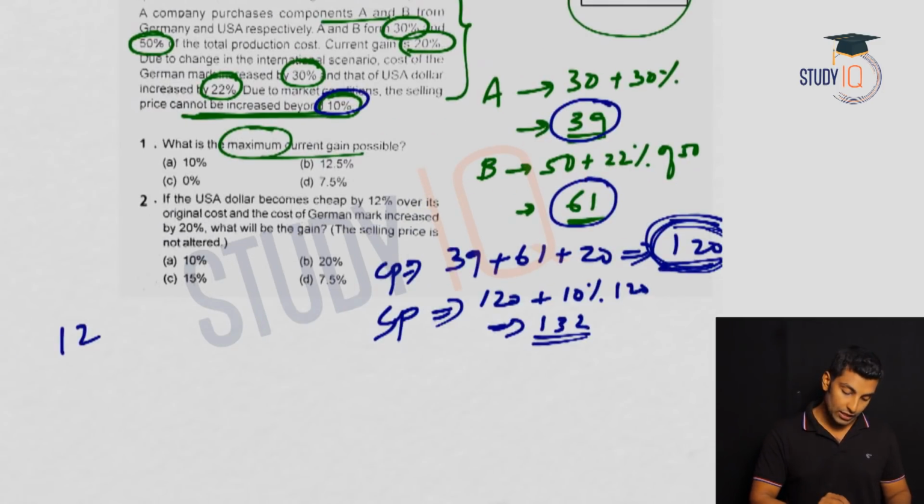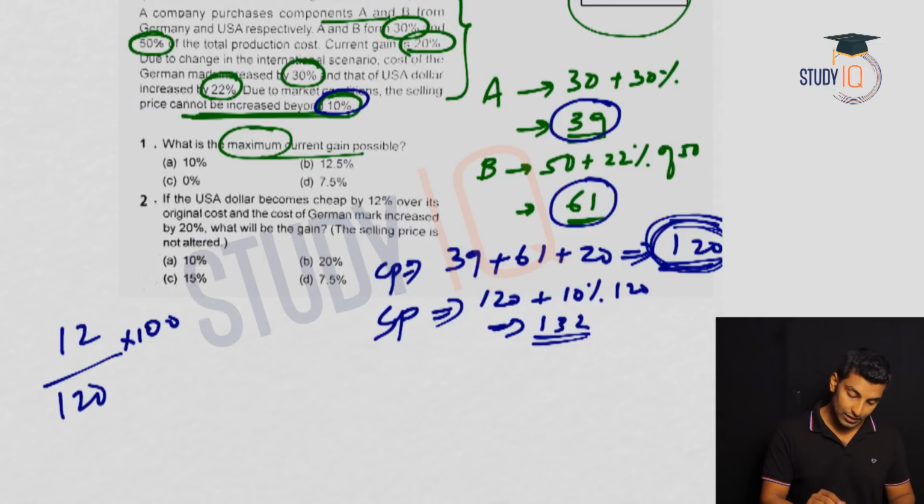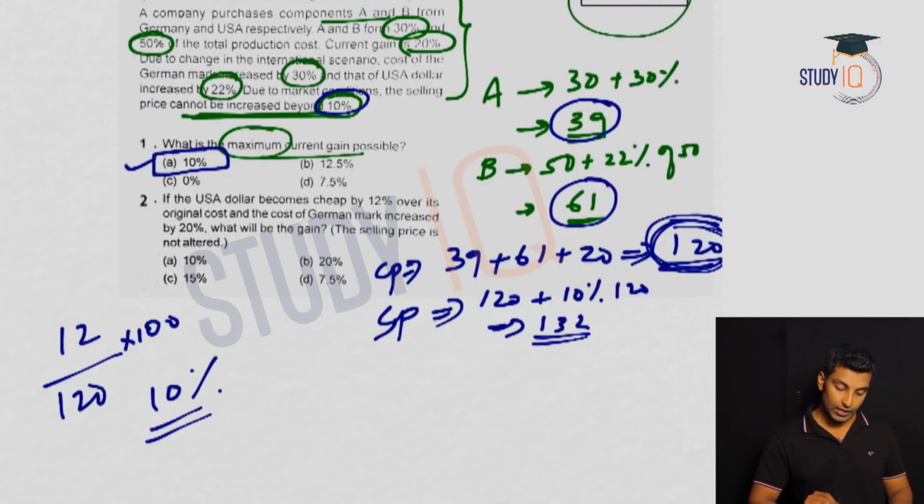So what is profit percentage? 12 by 120 into 100. So 12 by 120 means you understood that this is 10%. And answer for this question is A for Ahmedabad. Okay, so the maximum profit percentage you can, maximum current gain is 10%. Why? Because you are giving maximum selling price 10%. That's where you'll get maximum gain.